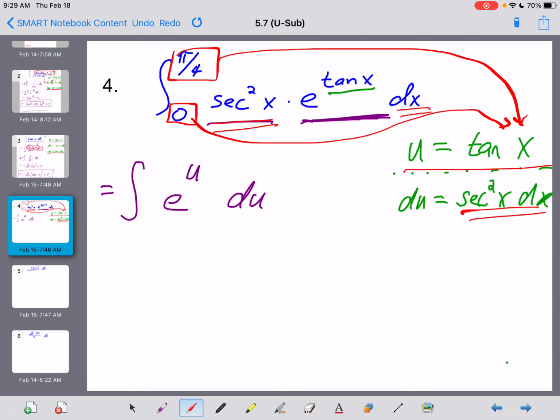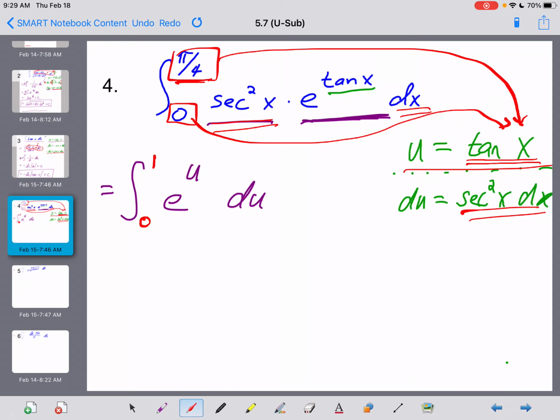So how about our lower limit of integration? When x is 0, its u value would come from taking the tangent of 0 radians, which is still 0. But when x is pi over 4, we change that into a u value by taking the tangent of pi over 4, which is 1.